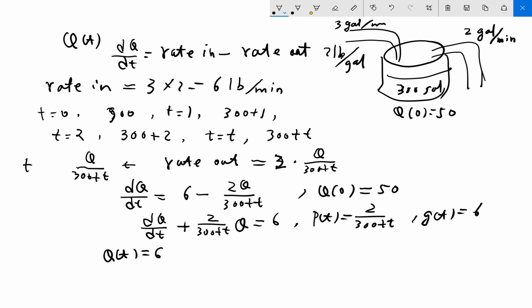The goal of this section is how to do the modeling. You're going to find Q of t like this: 600 minus 4.95 times 10 to the 7 times 300 plus t to the negative 2. So then we solve this problem completely. You give me t, I tell you Q. Q is the number of pounds of salt in the tank at a given moment t.